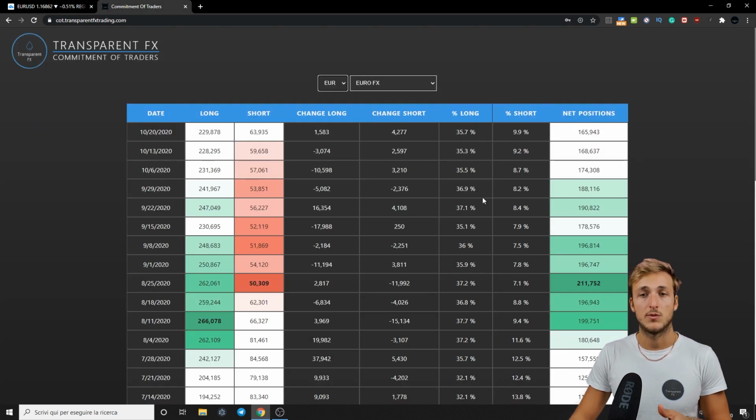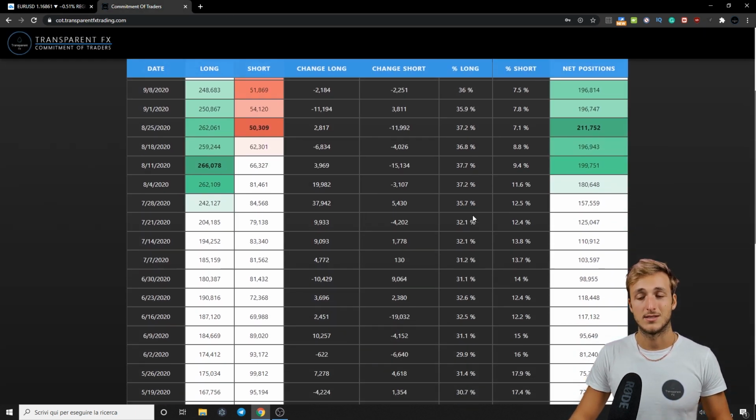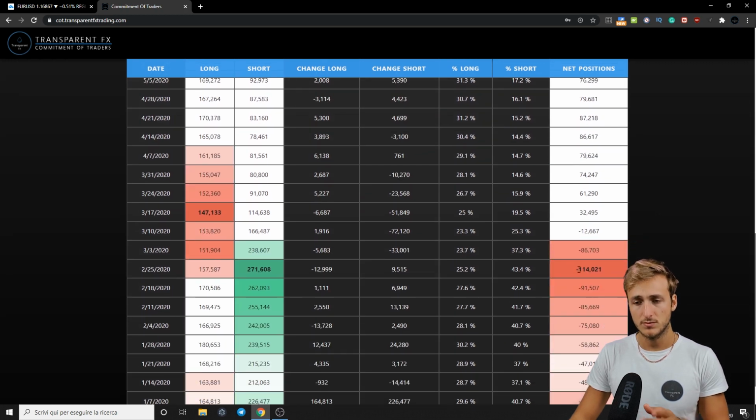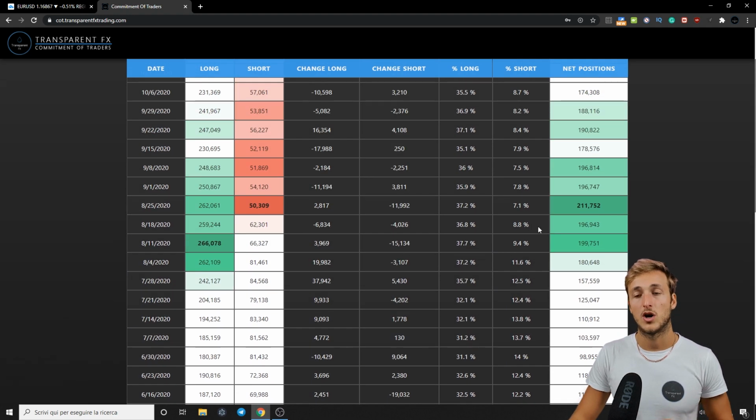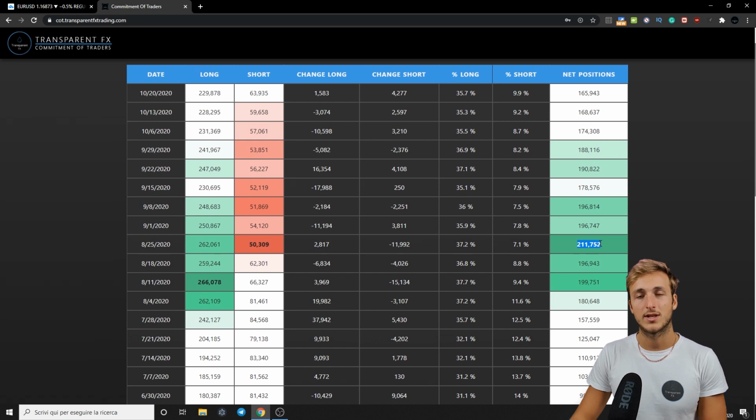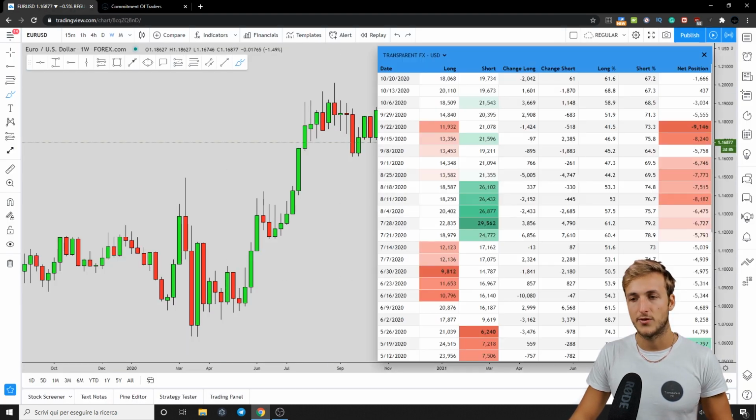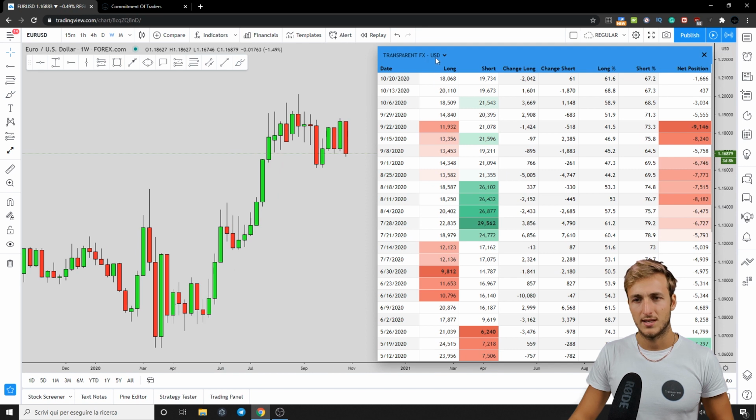And we can see this clearly reflected in the COT data. In fact, if we look here, we went from having minus 114K net positions, so way more shorts than longs, with 271K shorts and only 157K longs, to having the completely opposite situation, with 211K net positions, with 262K longs and only 50K shorts.